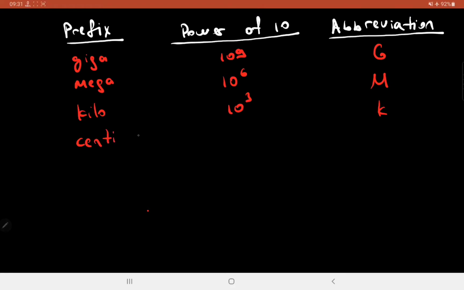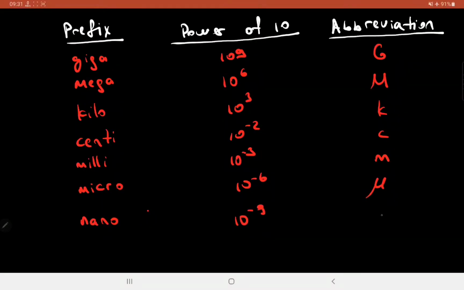Centigram, centimeter, 10 to the power of -2, small c. Then milligram, millimeter, milli, 10 to the power of -3, small m. Then micro, 10 to the power of -6, mu, yes, we call it mu, and then nano, 10 to the power of -9. We use symbol small n to describe it.